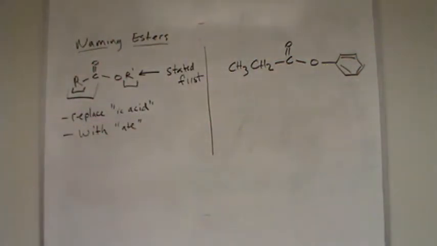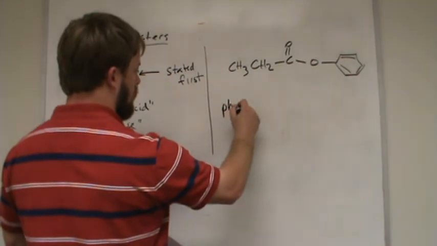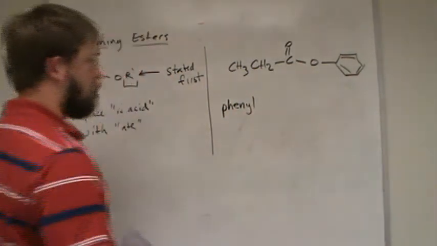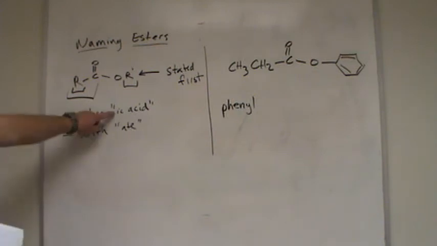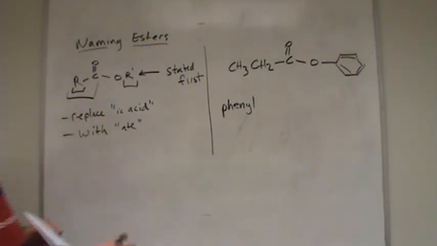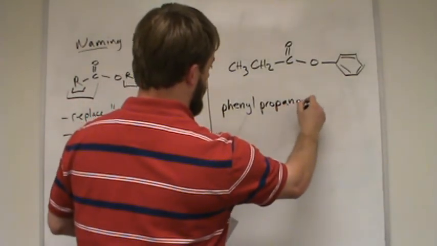Okay. So we've got to name what's attached to the carboxyl oxygen first. The oxygen is directly attached to a phenyl ring or benzene ring. So that substituent is phenyl. Okay. And then our acid portion has 1, 2, 3 carbons. So it'd be propanoic acid. We replace the ic acid with ate, so propanoate. Phenyl propanoate.